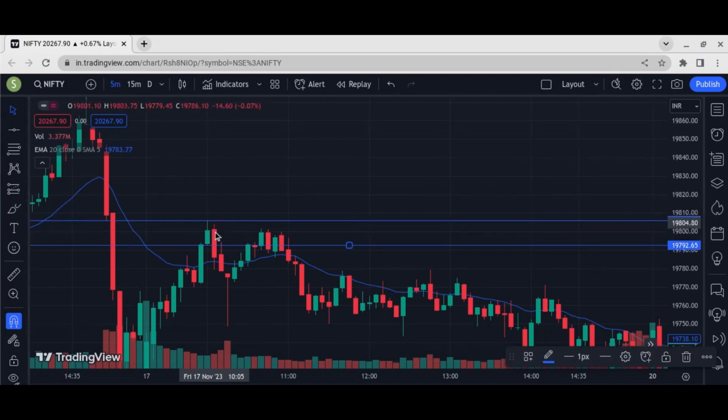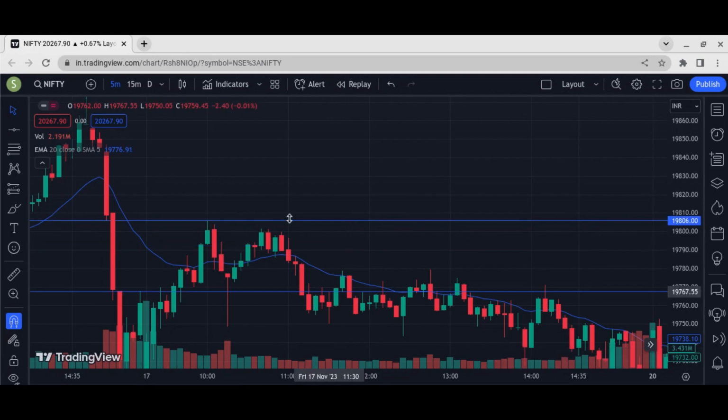Next candle, it closed below our stop loss. So we have to exit from here and go reverse. In this case, we are going long first. Our stop loss got hit. Now we are going short. Now we are going short at this point and our stop loss is here. That is our stop loss.